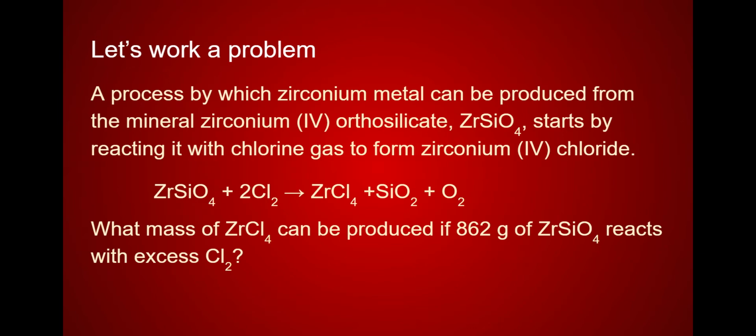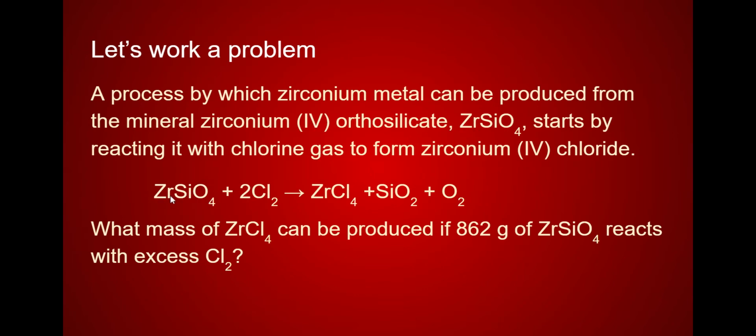A process by which zirconium metal can be produced from the mineral zirconium-4 orthosilicate, ZrSiO4, starts by reacting it with chlorine gas to form zirconium-4 chloride. I just put all that stuff in as a reminder that, yes, you did learn nomenclature at one point. Orthosilicate is another polyatomic ion that you didn't have, which would be SiO4 minus 2. Or sorry, SiO4 minus 4, because their zirconium is zirconium-4.